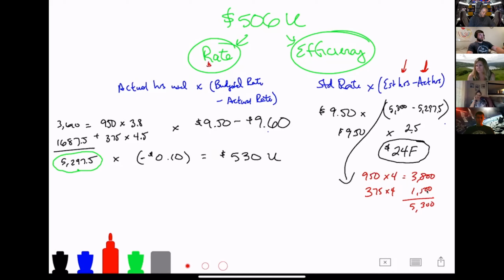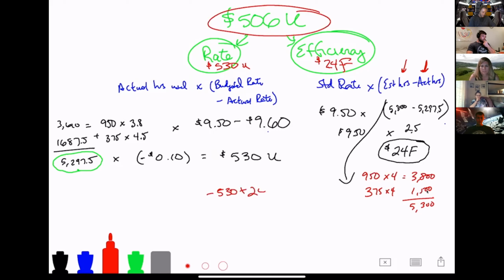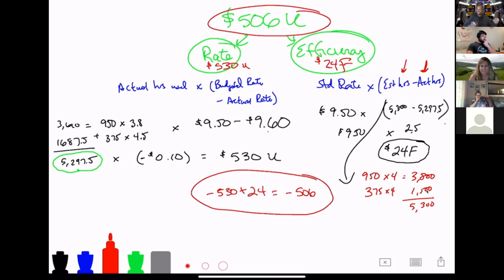So yeah. All right, this is going to be anticlimactic, but look at this, you guys. The 530 favorable gets this, right? Negative 530 plus 24 positive equals a negative 506. Confetti. Questions?